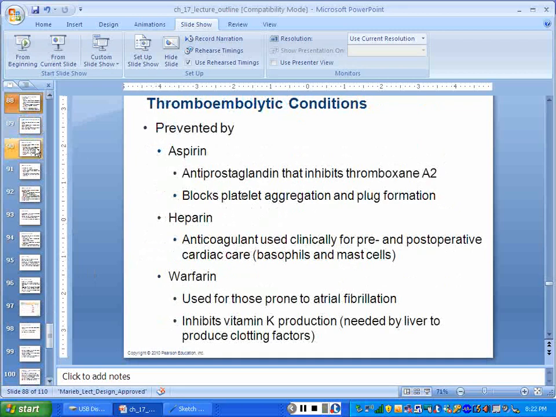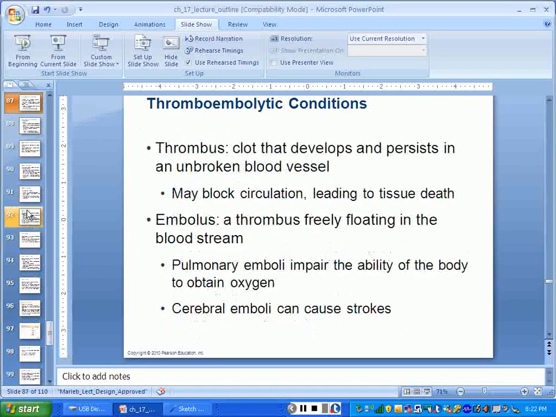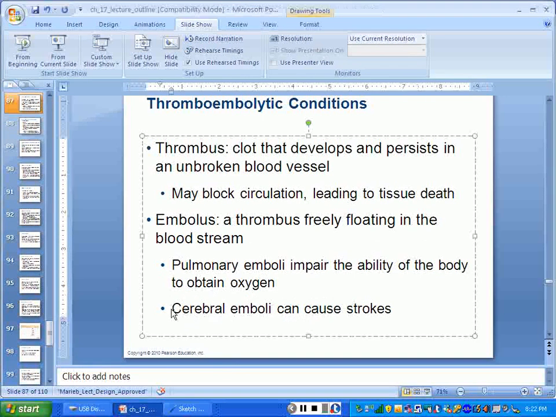Yeah, it's not spelled there, so I'll spell it for you. So you can see how I would spell this, cerebral embolism. An embolism can cause strokes. An embolism is what? That's an embolus. An embolism is one that has been lodged. Okay, so it was a thrombus, it broke free, it's an embolus, it lodges in something, and it's called an embolism.